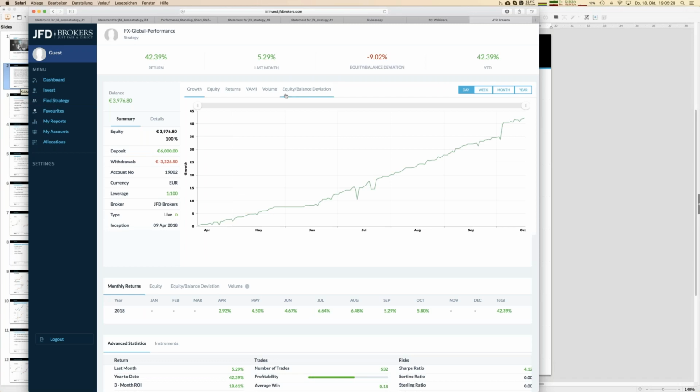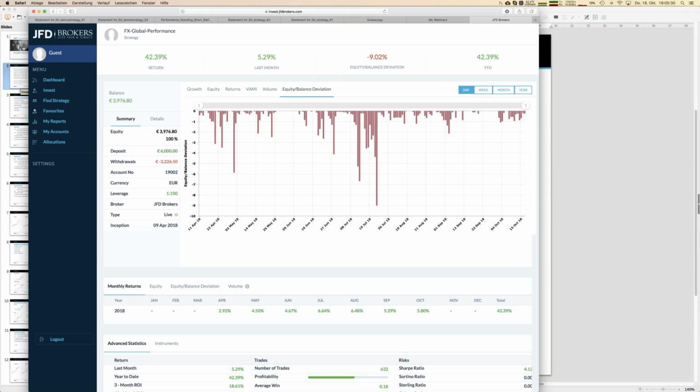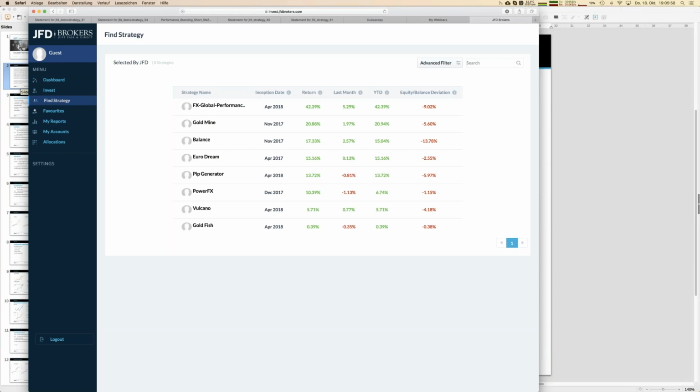It's even doing well in terms of equity balance deviation, so the difference between floating losses and the balance. Okay, there's a minus 9% once during the last 7 months, but overall, all the 7 months are green, which is really well. So it's a really nice strategy. And I have to say, because I'm always frank with that kind of information, that strategy is not coming from my end, it's somebody else.